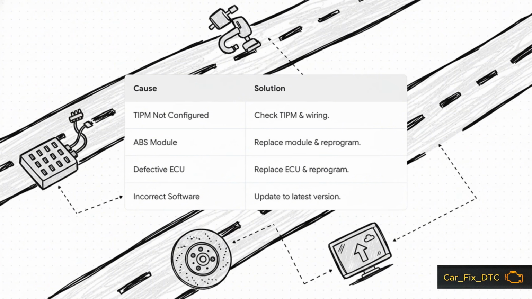If it's a TIPM issue, you're doing a physical check. If it's the ABS module or a bad ECU, we're talking replacement and reprogramming. And if it's just incorrect software, a simple update. And here's a little pro tip for you. More often than not, the culprit is that simple software issue, so don't immediately jump to the worst case scenario.